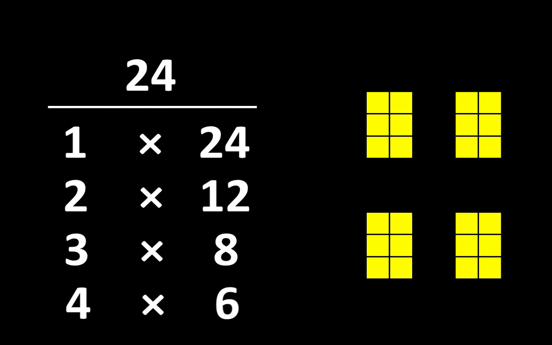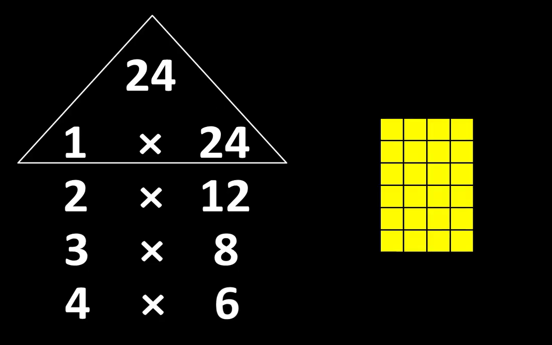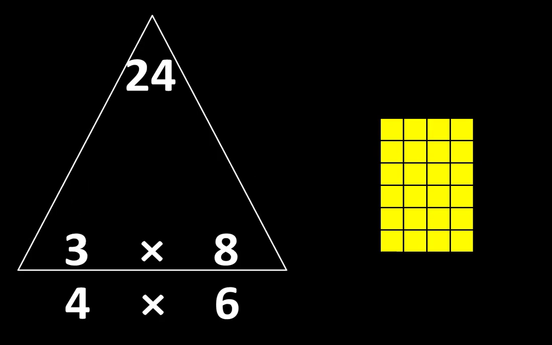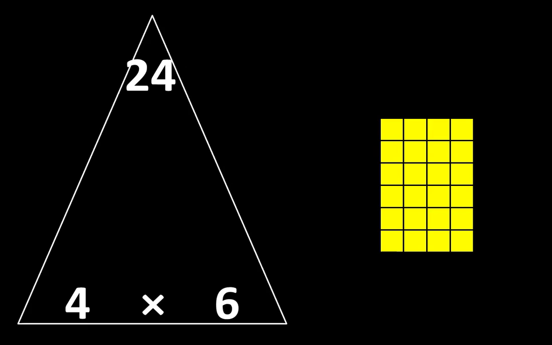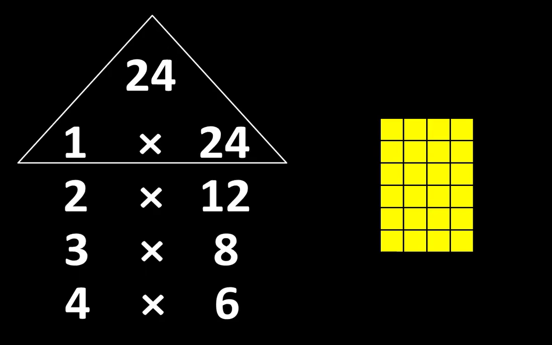And very importantly, they'll understand that the number 24 can be thought of as one group of 24 or 24 groups of 1. And at the same time, it can also be thought of as 2 groups of 12 or 12 groups of 2, 3 groups of 8 or 8 groups of 3, or 4 groups of 6 or 6 groups of 4. But also very importantly, it doesn't have to be thought of as any one of those separately, because it's equal to all of those combinations of factors at the same time.